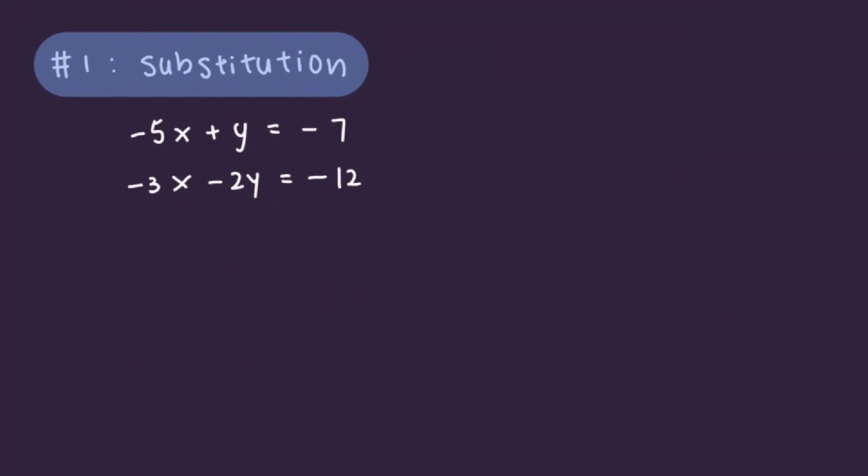Substitution is all about isolating one variable, either x or y, in the fastest way possible. Looking at this example, we can see that it is the easiest to isolate y in the first equation because it has no coefficient. So let's isolate y in the first equation. We can add 5x on both sides, so we will get y equals 5x minus 7. Now we can substitute this for the y in the second equation.